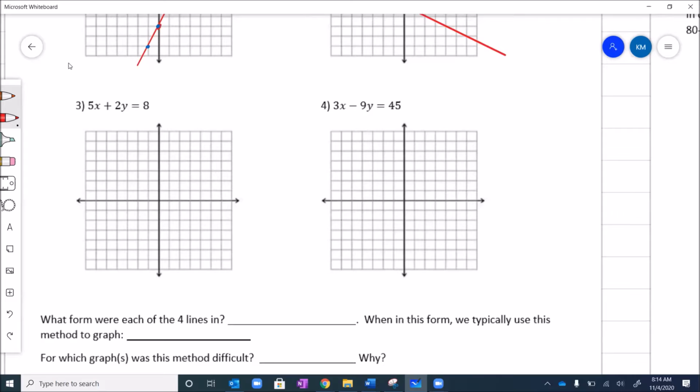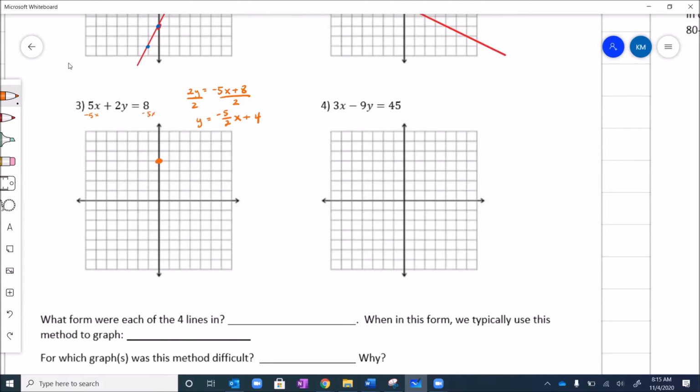So solving for y is how I'll get it to slope-intercept form. I'm subtracting 5x from both sides. That leaves me with 2y equals negative 5x plus 8. Get y all the way by itself by dividing everything by 2. And so y will equal negative 5 over 2 x. Remember that we want to keep that as a fraction. Plus 8 over 2 is 4. So my y-intercept is 4. 1, 2, 3, 4.